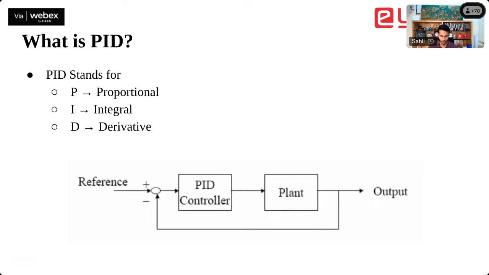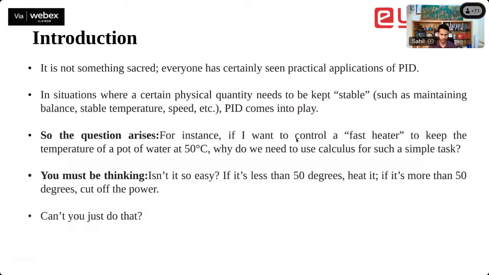Then the feedback loop. The feedback loop is the output of the plant being fed back to the summing junction. This feedback is crucial because it allows the system to continuously compare its actual performance, and then we finally get the desired output. Now, coming back to the introduction.